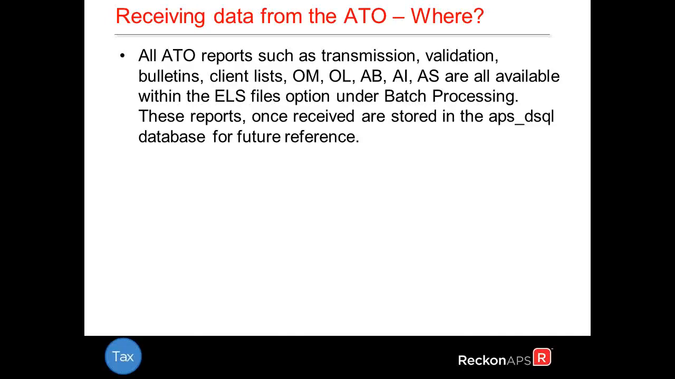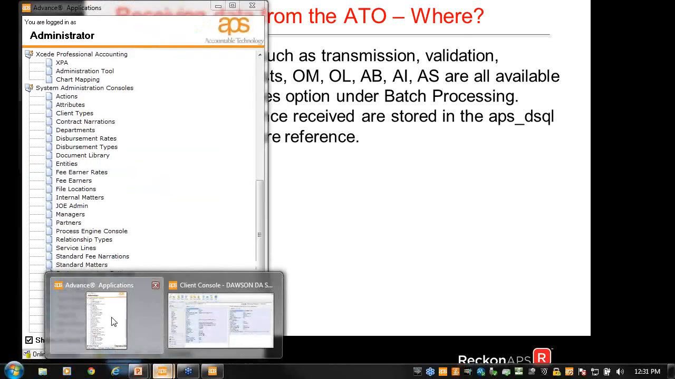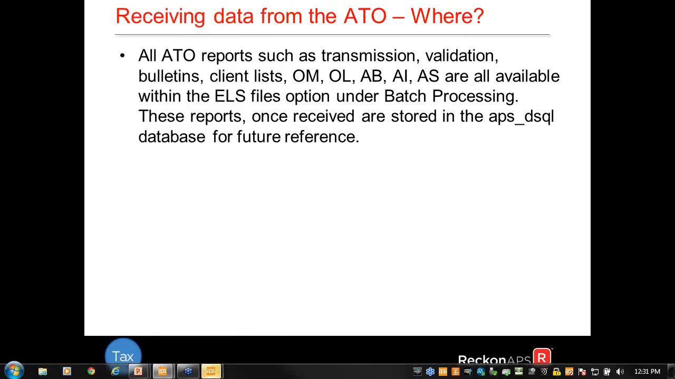So the question will be, how do I request certain reports from the ATO? Okay. So very simply, if we launch APS, okay, we'd come down into the System Administration Console area. We would then double-click on the Tax Agents module. So the first step is let's request an activity statement client report or an AS report.